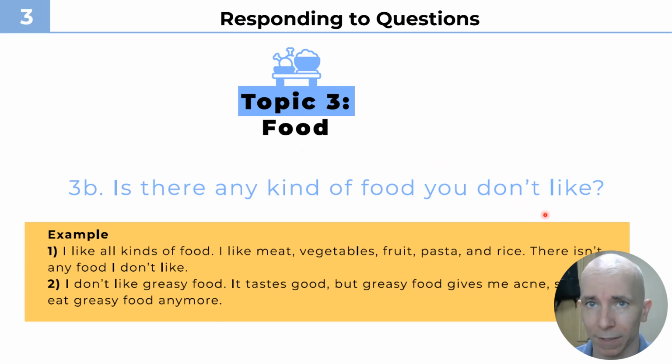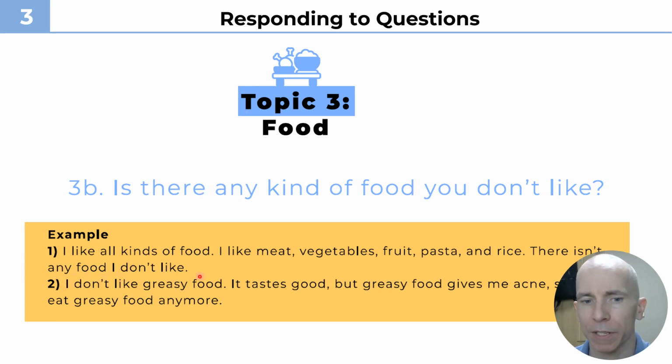Reasons or examples. Part 2, is there any kind of food you don't like? Something you don't like. Could be no, you like all kinds of foods. I like all kinds of foods. I like meat, vegetables, fruit, pasta, and rice. There isn't any food I don't like. So that could be the answer. That's a little difficult. It's easier just to pick one food you don't like.